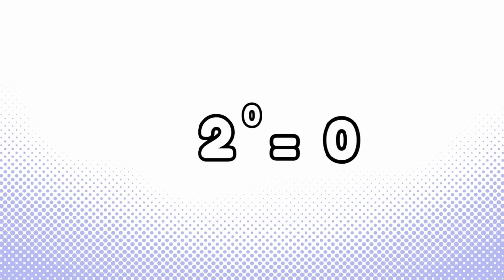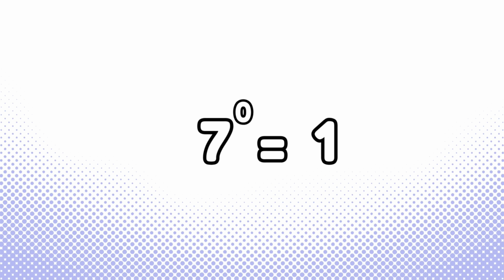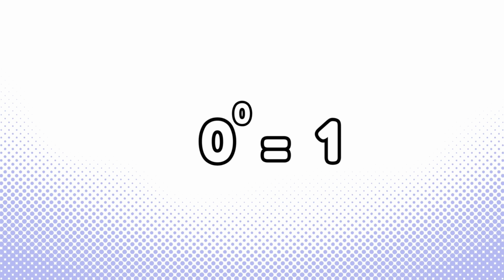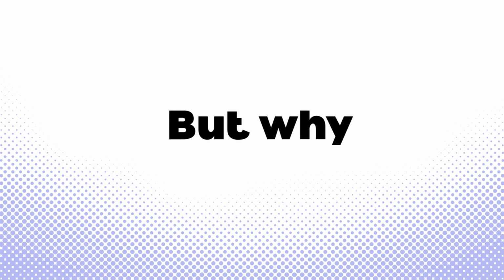2 to the power 2 is 4, 2 to the power 1 is 2, and 2 to the power 0 is 1, but why not 0? Not only 2 to the power 0 is 1, but any number raised to the power 0 is 1. Even 0 to the power 0 is 1. Let's understand why.